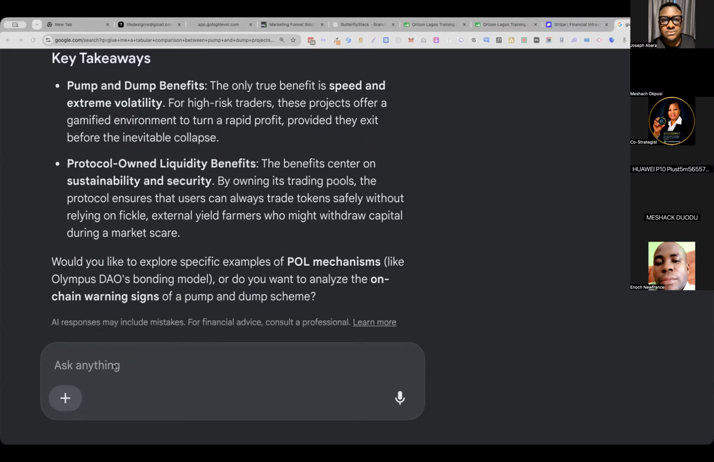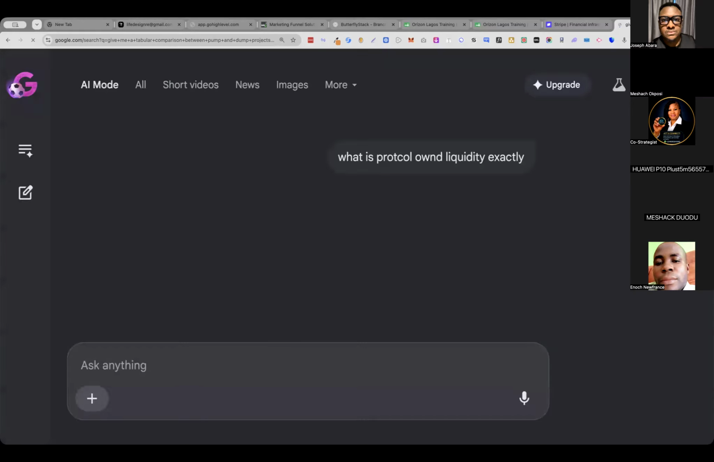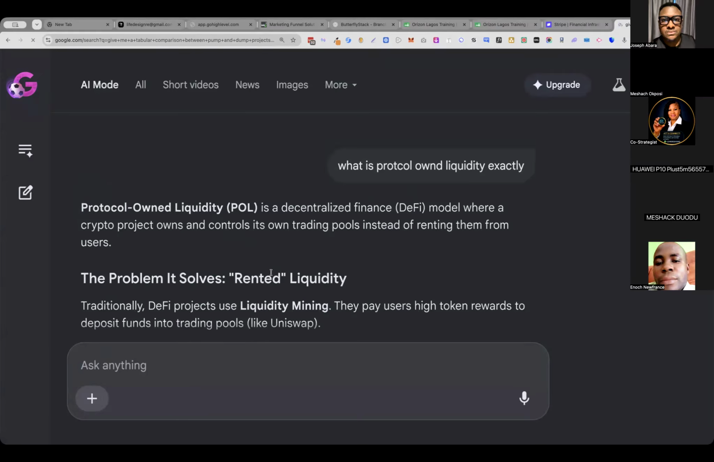So now, let me ask another question. What is protocol-owned liquidity exactly? For someone who maybe is still not convinced, what is protocol-owned liquidity exactly? So I've asked the question. And you can do all those interactions by yourself on Google. I normally say use Google because Google is going to be pulling out its answers from existing research. Protocol-owned liquidity, exactly. Even though my typing is wrong, it will figure it out.